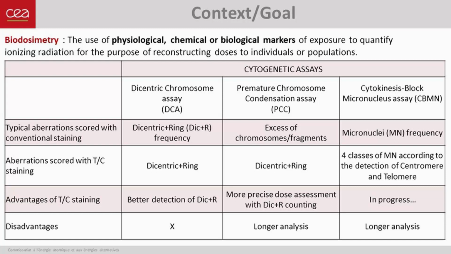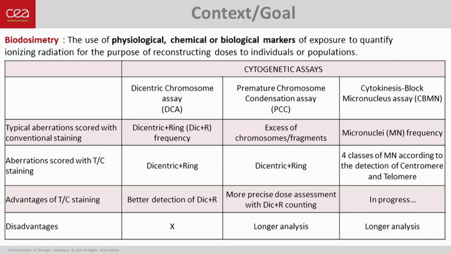The premature chromosome condensation assay, or PCC, allows basically the scoring of chromosomal fragments and the detection of excess fragments. In this case, the FISH staining allows the specific scoring of dicentric chromosomes, rings, and acentric fragments. So the analysis is a bit longer, but much more informative.